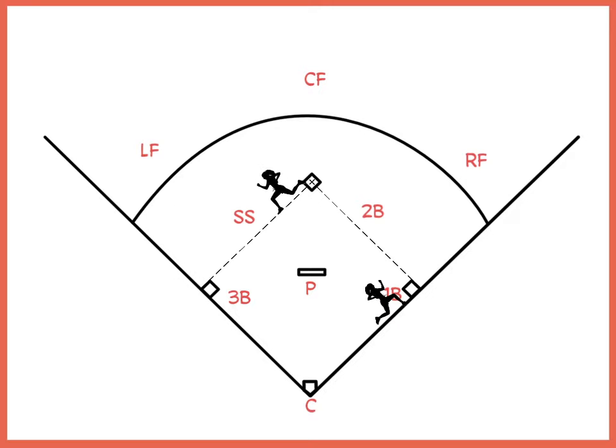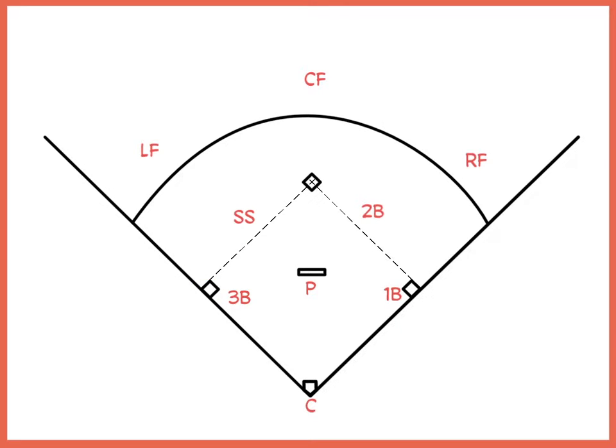Should the runner at second decide to take off for third, and the shortstop is making the throw to third, that becomes a tag play. Whoever's covering third base, usually the third baseman, must tag this runner with either the ball in their glove or the ball itself. That is not a force play. It has to be a tag play. Stepping on the base makes no difference. The ball must be between the runner and the base.